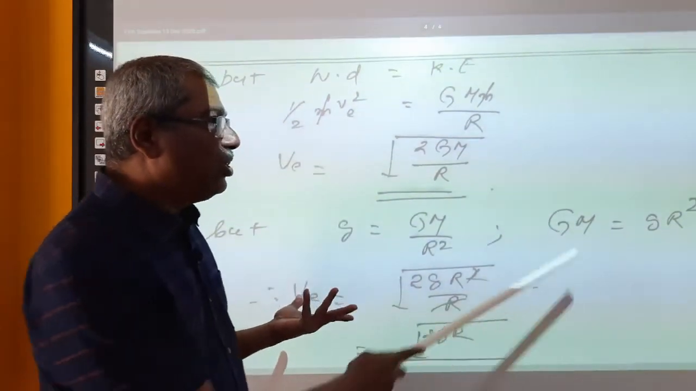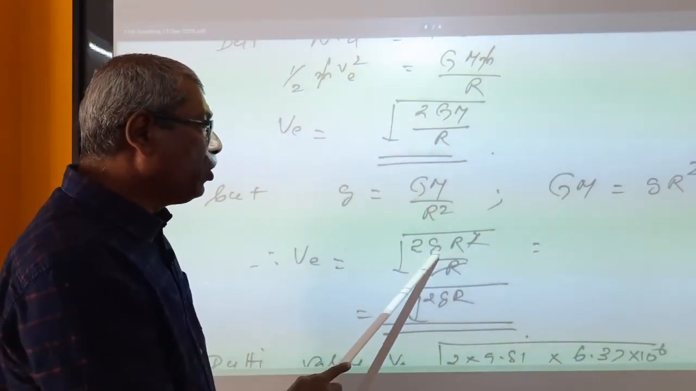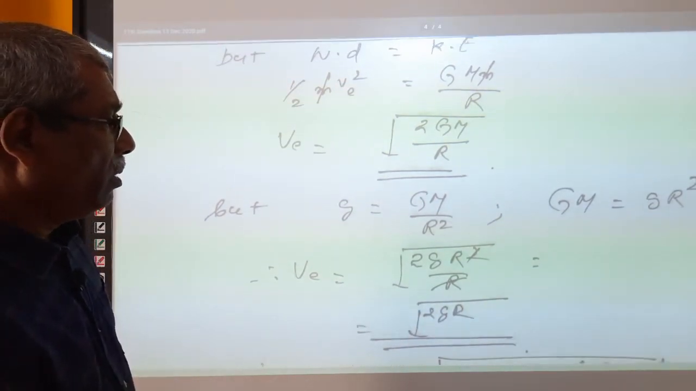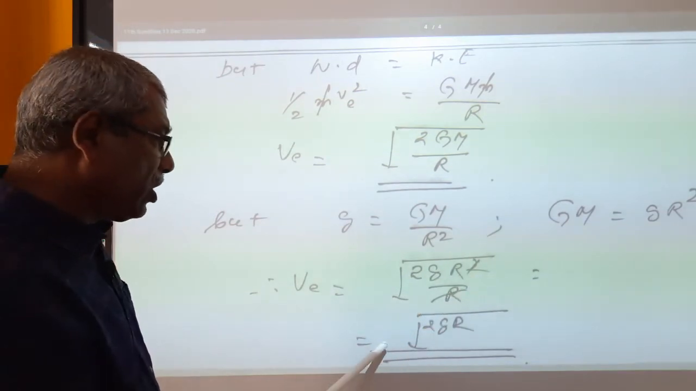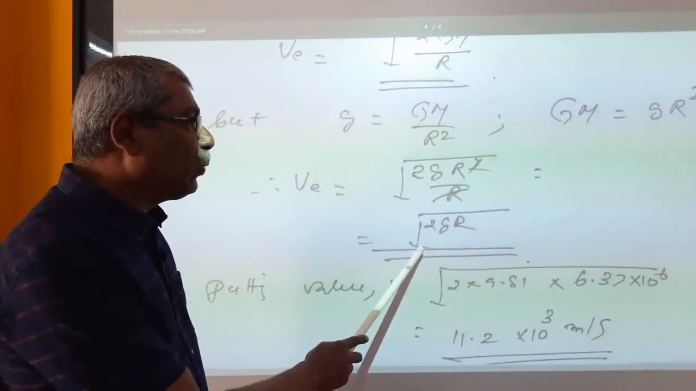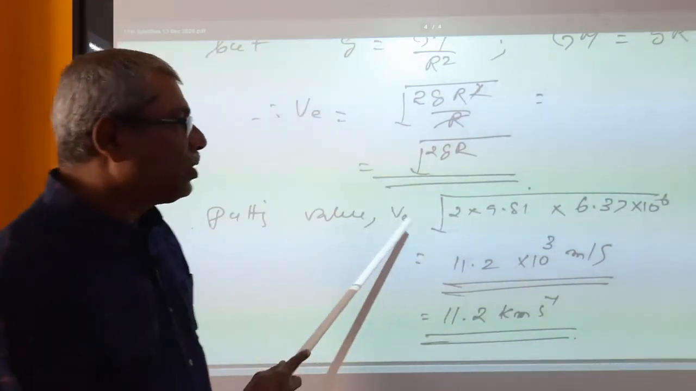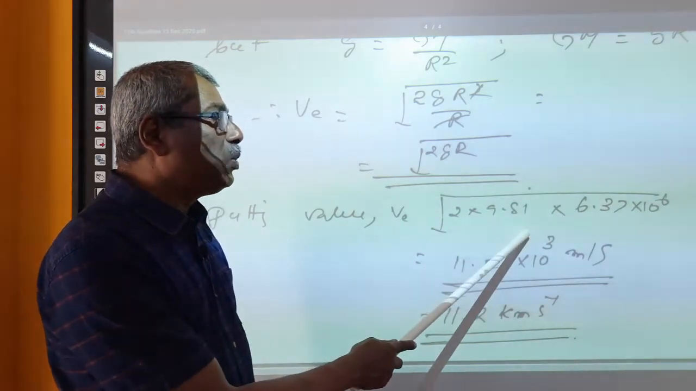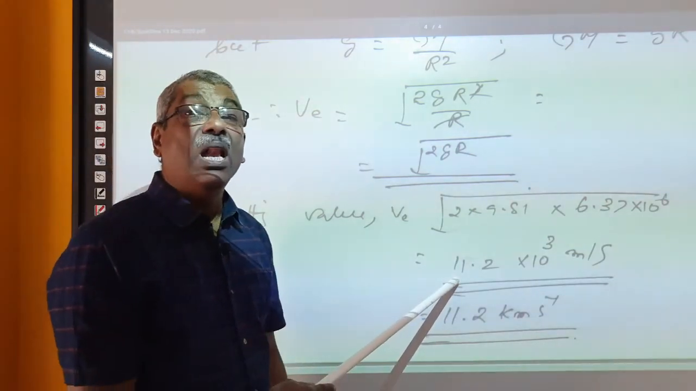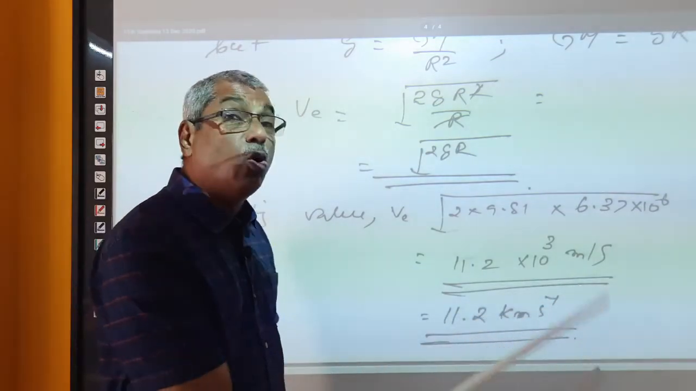Now again we know that G M is equal to g r square. Putting the value here, you get 2 G M as 2 into g r square divided by r only. R and r cancel, and you get root of 2 r g. So escape velocity v is equal to root of 2 g r. In the case of the earth, escape velocity is root of 2 into 9.81 into 6.37 into 10 raised to 6. When you calculate, you get 11.2 into 10 raised to 3 meter per second, which is equal to 11.2 kilometer per second.